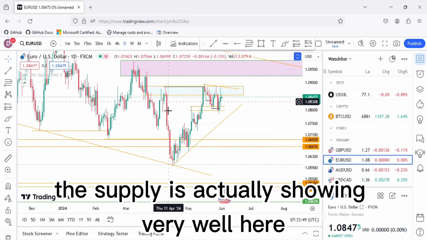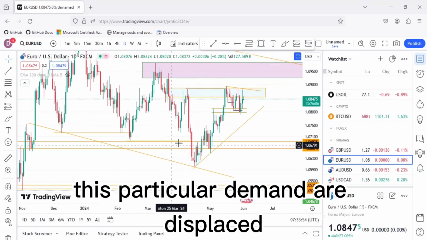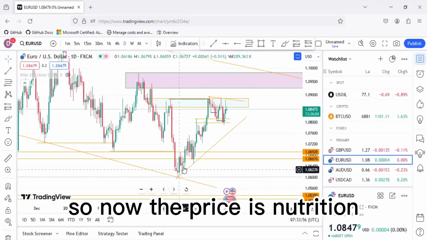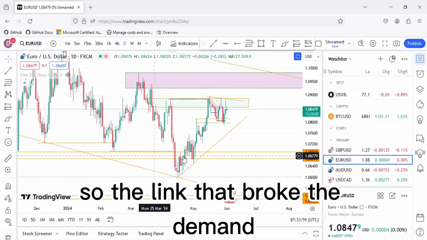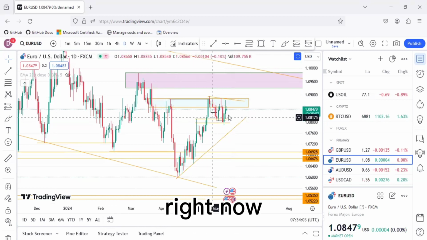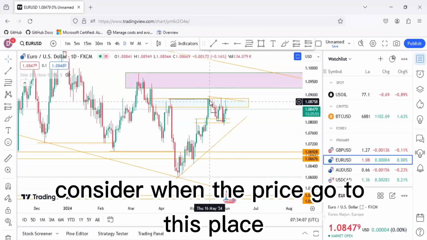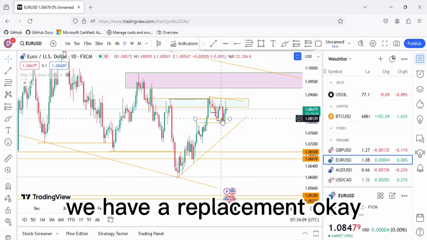The supply is actually showing very well here, and we can see the way we broke this particular demand at this place. So now the price is retracing to the leg that broke the demand, and at this particular point, we are also looking for a confirmation from here. You can see when the price got to this place, we have a retracement.